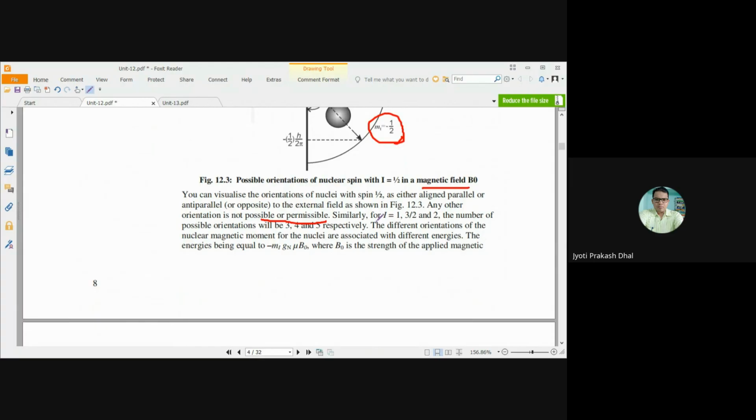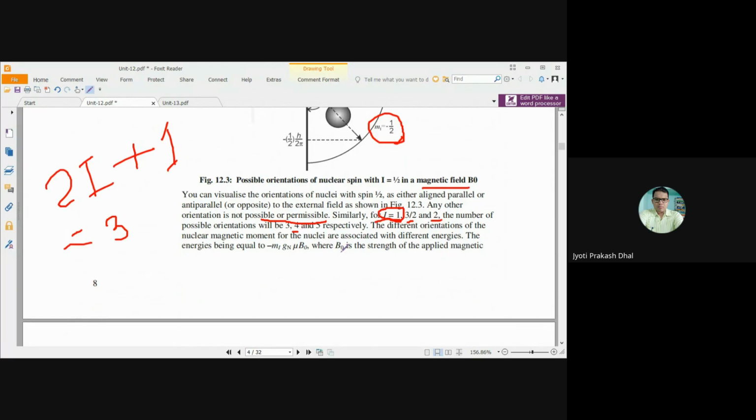Similarly, if the value of I equals 1, 3/2, or 2, then the possible orientations equal 2I plus 1. If the value of I equals 1, the possible orientations will be 3, so it will possess 3 different orientations. If the value of I equals 3/2, then the possible orientations will be 4, and if the value of I equals 2, then the possible orientations will be 5 respectively.